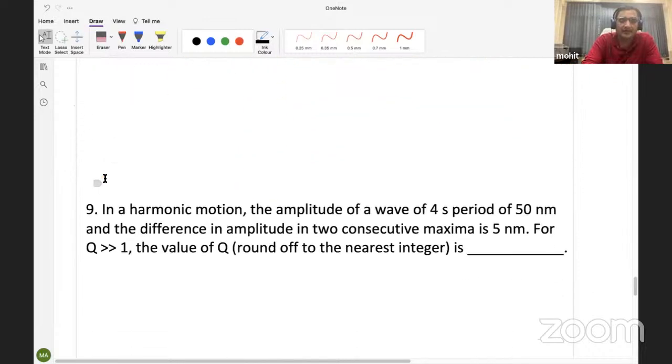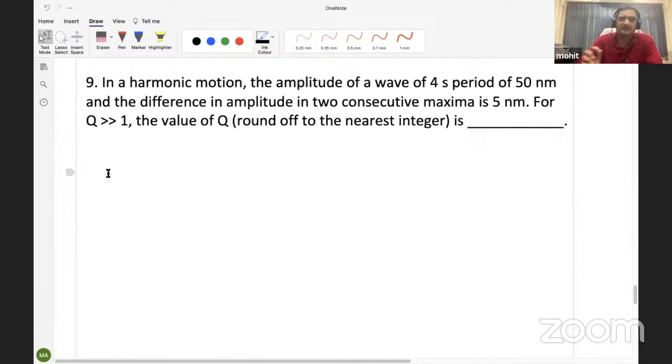Now let's look at another question in the same assignment, which says, in a harmonic motion, the amplitude of a wave of 4 seconds is 50 nanometer, and the difference in the amplitude in two consecutive maxima is 5 nanometer. So this is the condition given. Q is greater than 1. That is, the attenuation or the quality factor is given, that is very large than 1.